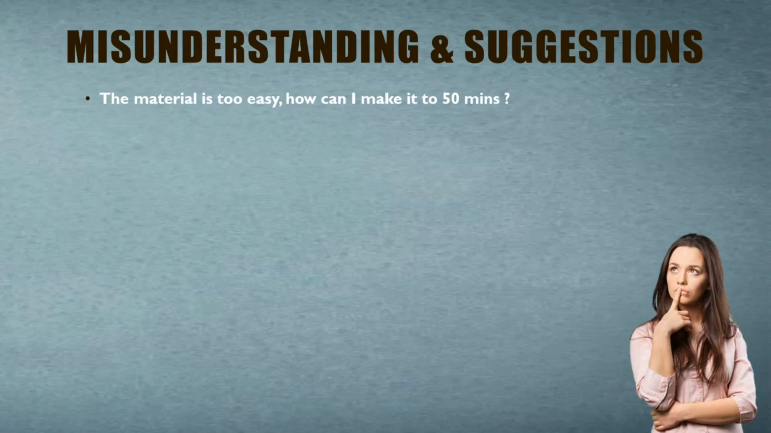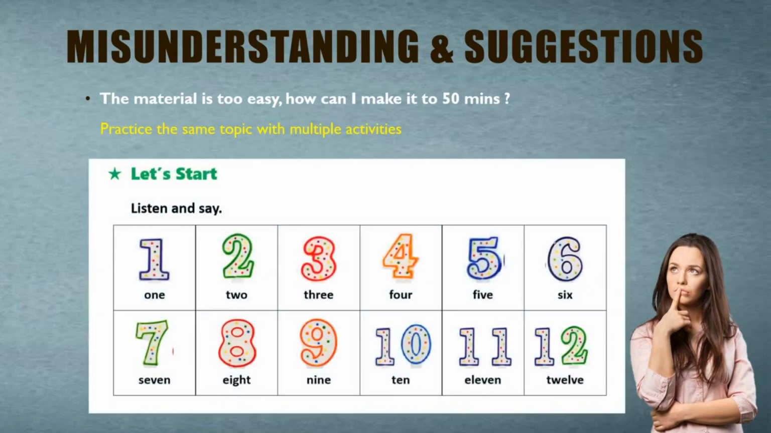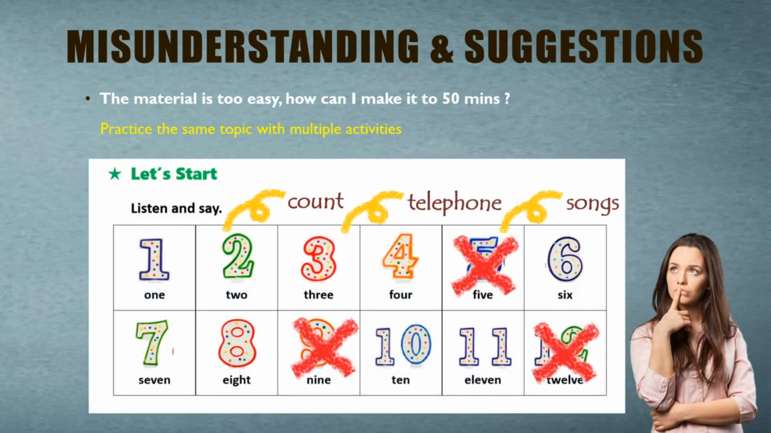Misunderstanding and suggestions. The material is too easy. How can I make it to 50 minutes? Practice the same topic with multiple activities. For example, you're teaching numbers. After counting with students, you may play with telephone numbers, bingo, or songs. Students will master the numbers through the practice.